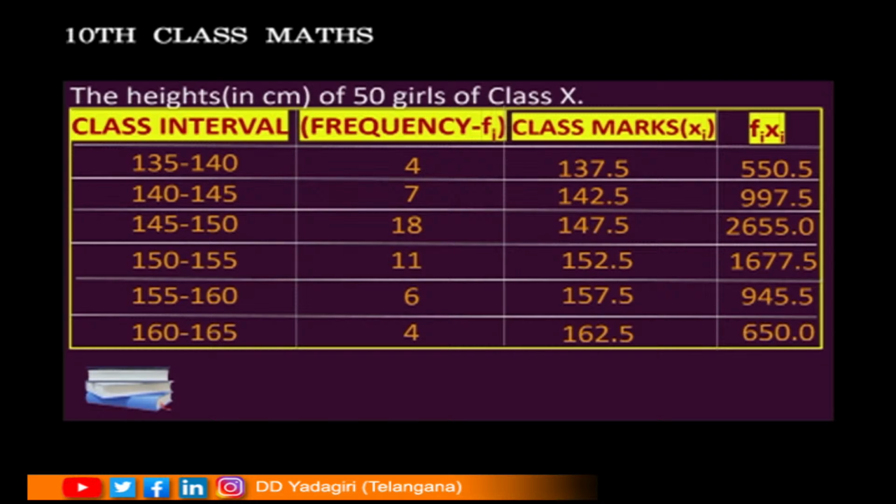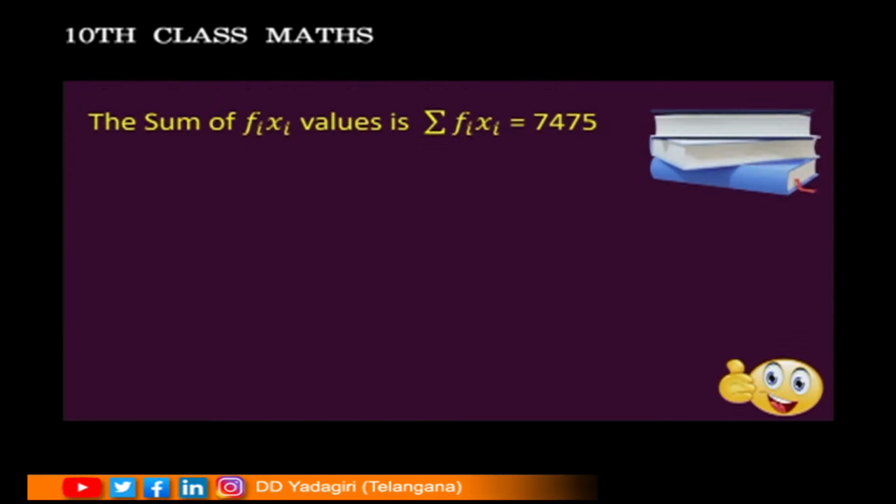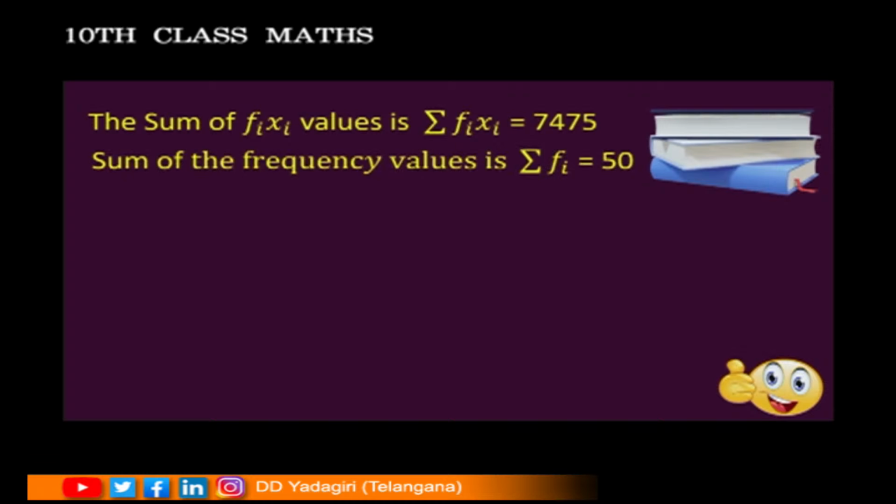Now, we are going to add the sum of the values of frequency and the sum of the fi xi values. We got sigma fi as 50 and sigma fi xi is 7475. Calculate the mean of this data. The sum of the fi xi values is sigma fi xi, which is 7475, and the sum of the frequency values is sigma fi, which is 50.